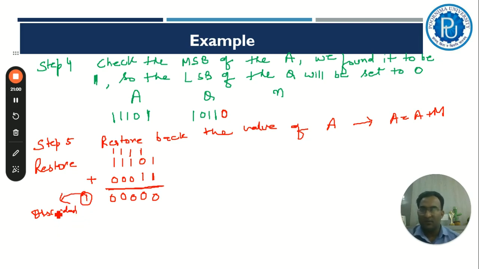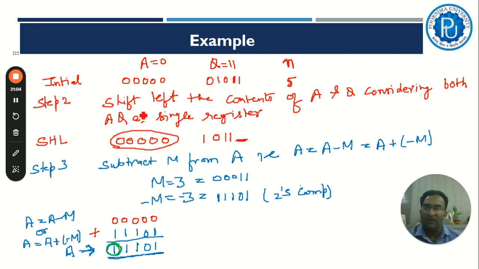So these are all the steps which we have followed. In step number one, we initialized the values of all the registers. Then in step number two, we shift left the contents of A and Q, considering both A and Q as a single register. After the shift left operation, we subtract the value of M from A.